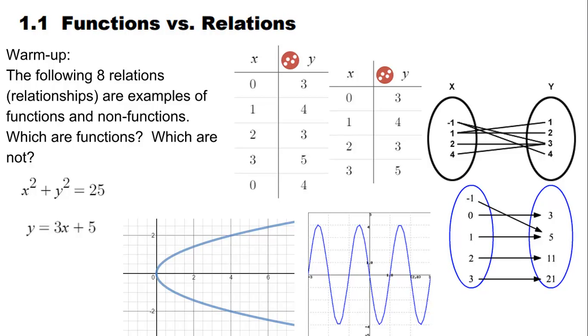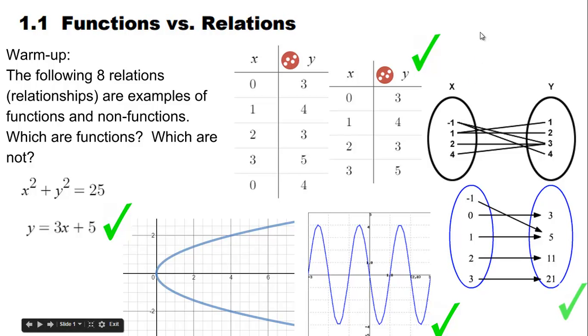So the first one that we have here, with the table of values, this guy is the function. This guy's not a function. With the equation, this guy's the function. So if you remember, that's a line, y equals mx plus b. This guy's not a function. So remember that this is a circle. With the graphs, this guy's the function, and this guy's not the function.